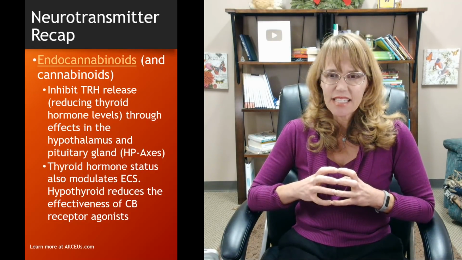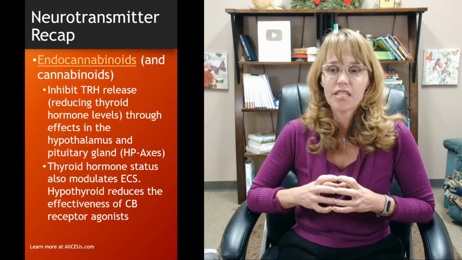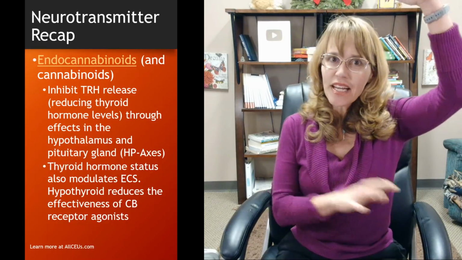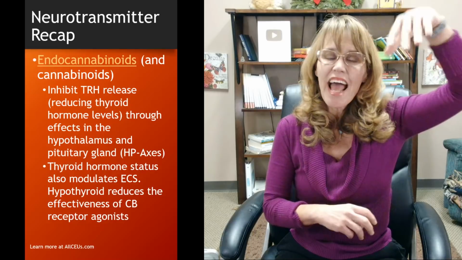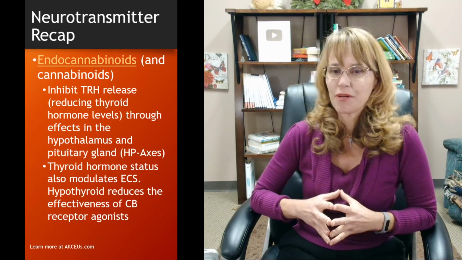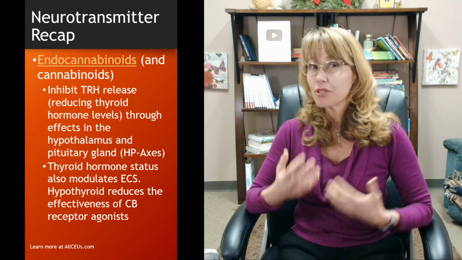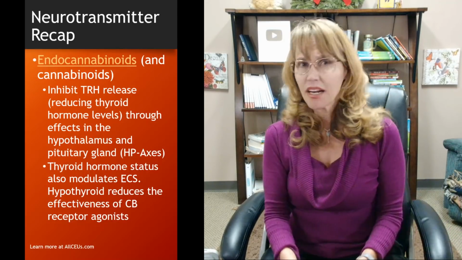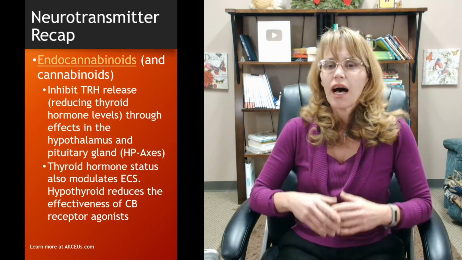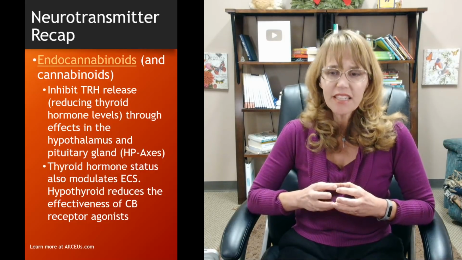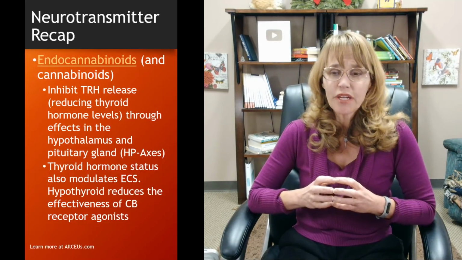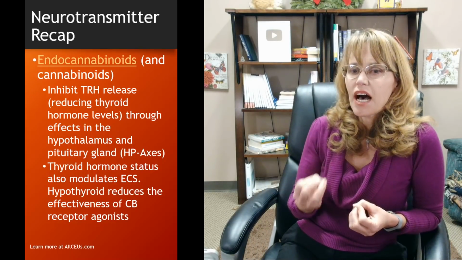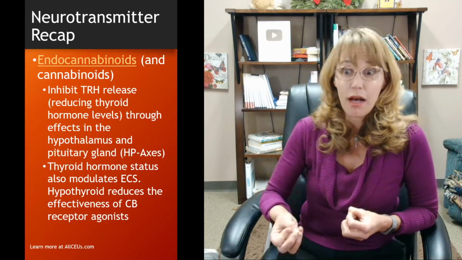Thyroid hormone status also modulates the endocannabinoid system. So if you have high levels of thyroid hormones, then your endocannabinoid system is going to behave differently than if you have low levels of thyroid hormones. Hypothyroid, so people who don't have enough thyroid, and let's say we're talking about somebody who has experienced chronic stress and is feeling depressed, hypothyroid reduces the effectiveness of cannabinoid receptor agonists. So hypothyroid reduces the effectiveness of cannabinoids to do their job.